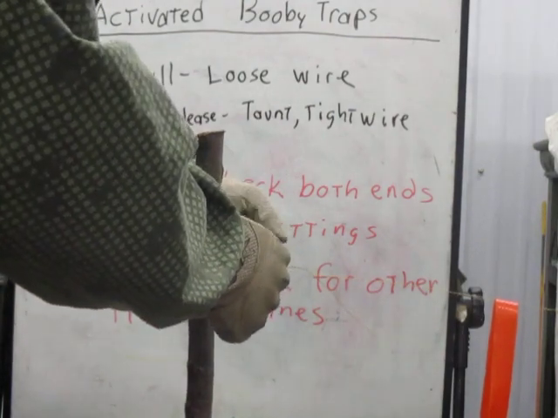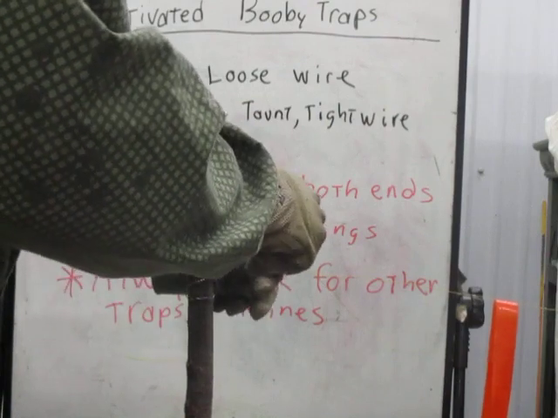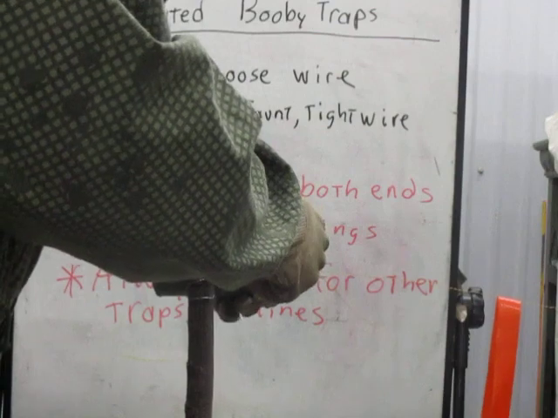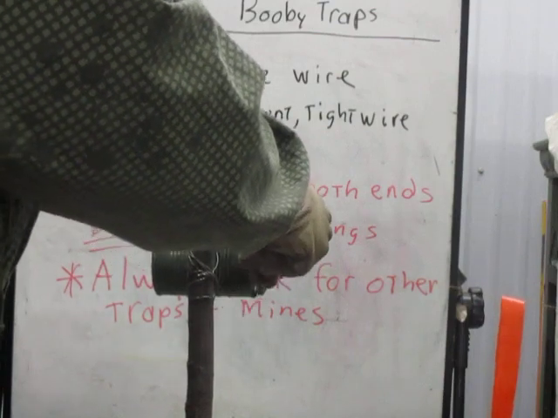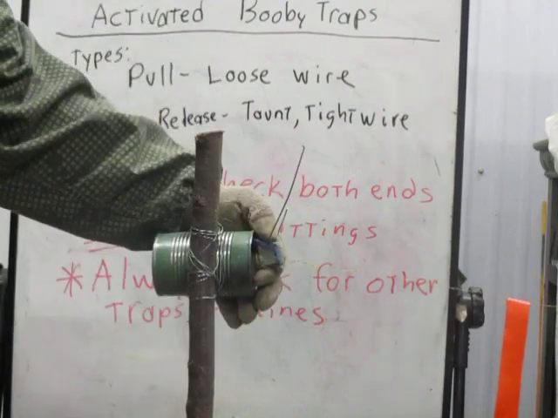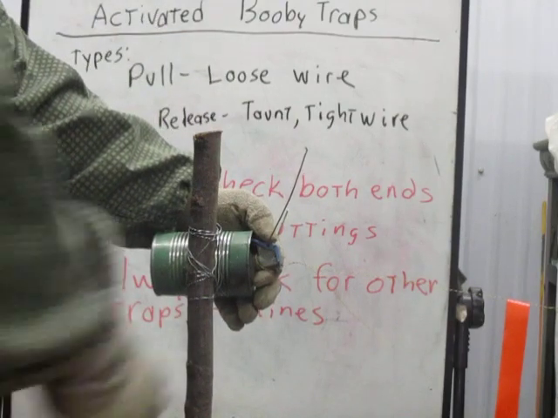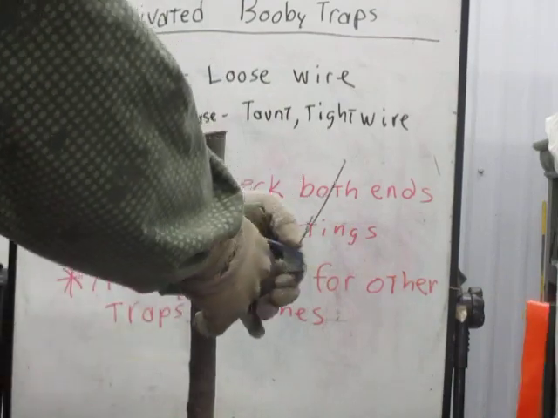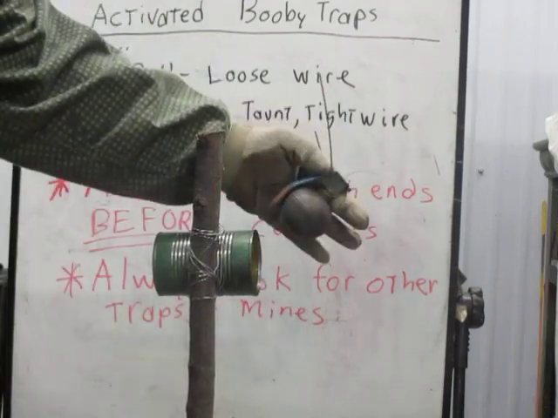Put it through where the safety pin was. U-shape it so it's not going to come out. Then go through, cut the tripwire, and remove it from the can.